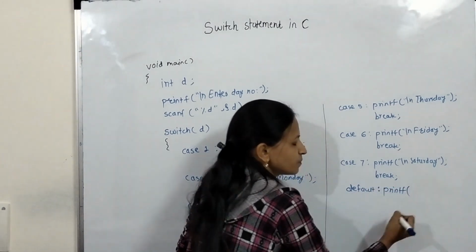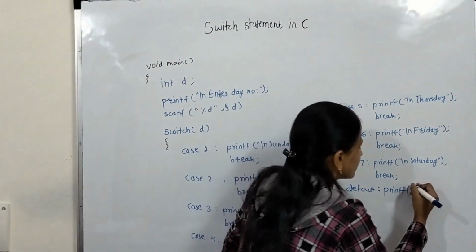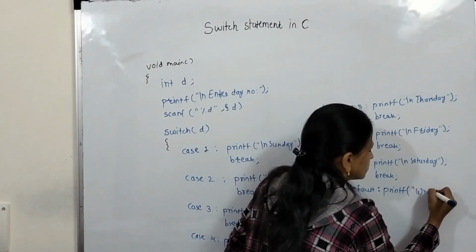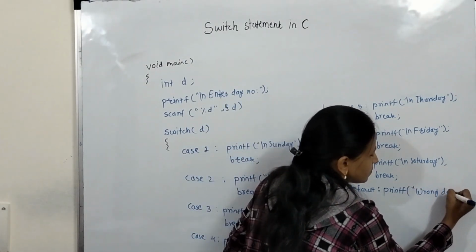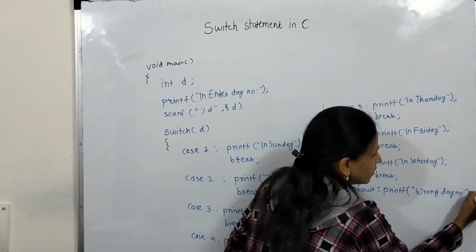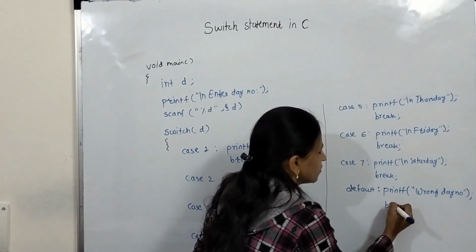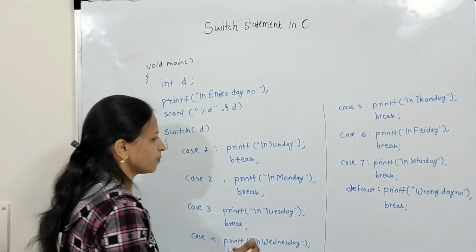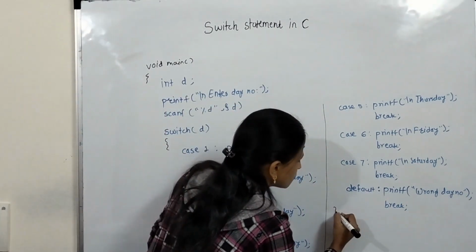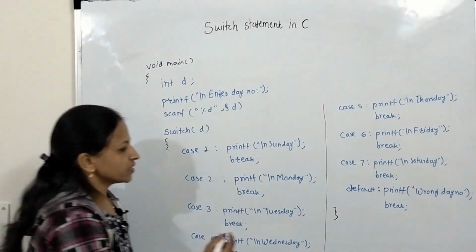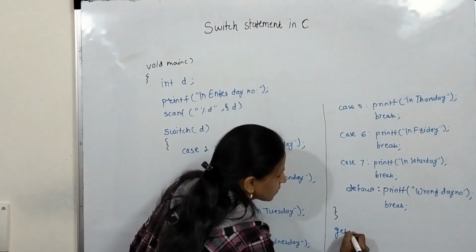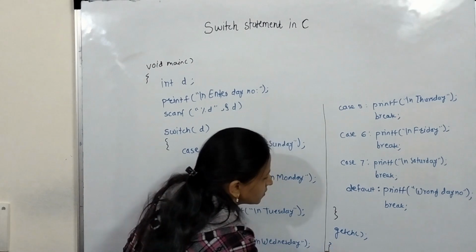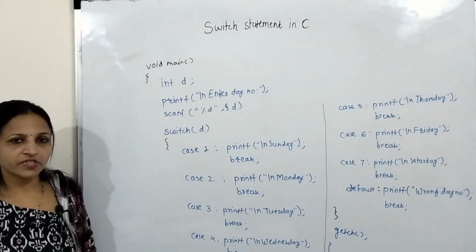Like suppose I am displaying printf wrong day number. In that way you can write, and just put here break. You can put or you cannot put, no problem will be there. And here just close this brace, and then just getch and stop. This is the program that we can do with the help of switch case.